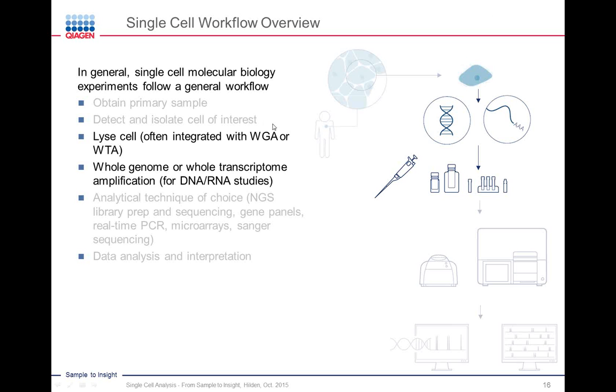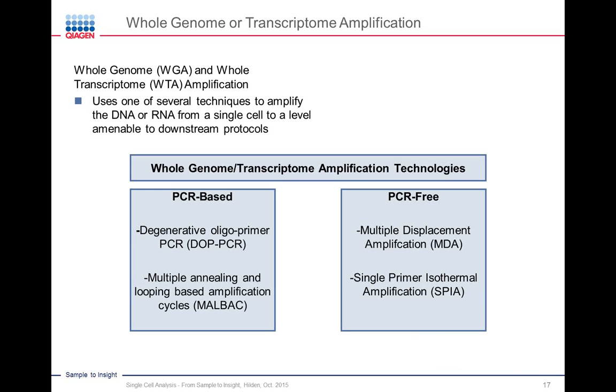So after you've isolated the cells that you're interested in, you typically lyse them and then do a whole genome or whole transcriptome amplification to bring up the amount of DNA or RNA in those cells. These can be classified into two primary groups. These are either PCR-based. I won't go into them here. This is scheduled, I believe, for the next webinar. But this is things like MALBAC and like degenerate oligonucleotide primer PCR. And then there's also PCR-free methods, such as the multiple displacement amplification, the MDA.